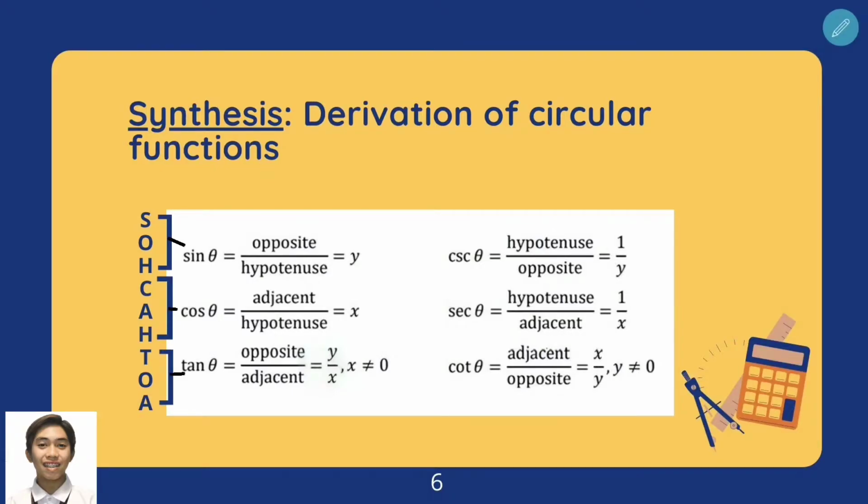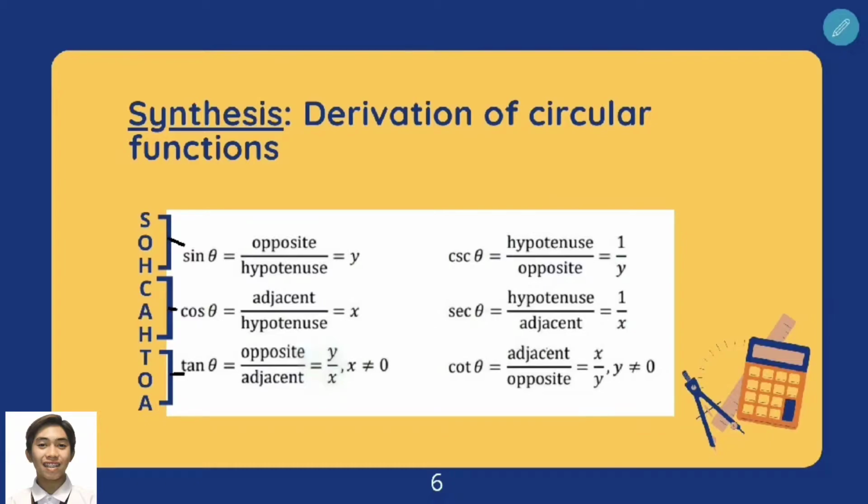We can say that sine of theta is equal to the length of the opposite over the length of the hypotenuse, or it is equal to y. Next, cosine of theta is equal to the length of the adjacent over the hypotenuse, or it is equal to x. And the tangent of theta is equal to opposite over adjacent, or it is equal to y over x. This is summarized by SOH-CAH-TOA: SOH for sine, opposite over hypotenuse; CAH for cosine, adjacent over hypotenuse; and TOA for tangent, opposite over adjacent.